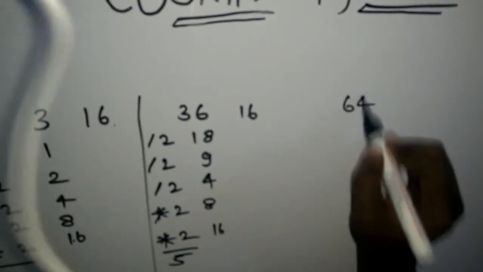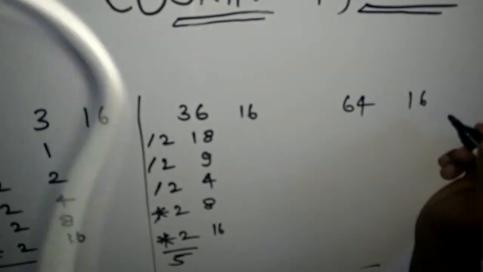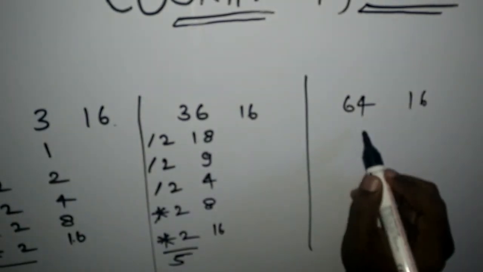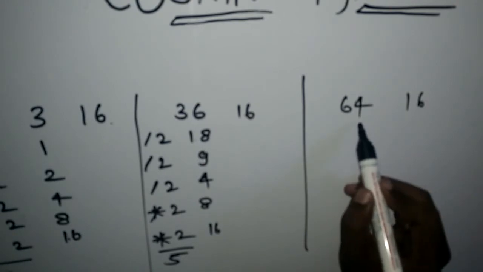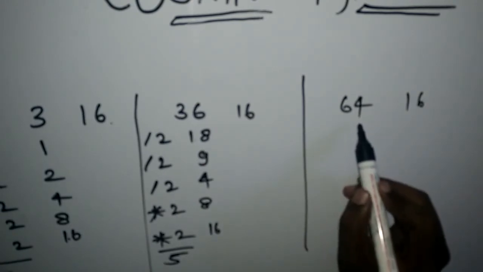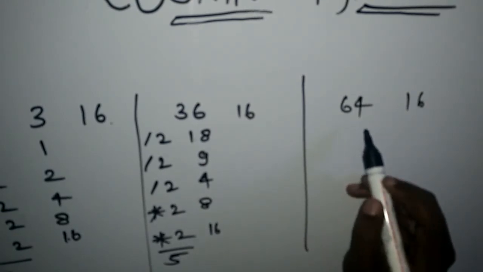So let's take another example, 64, 16. So the actual setting is 64 and the desired setting is 16. So we check if the actual setting is a power of 2 or not. Here we see that the actual setting 64 is a power of 2.